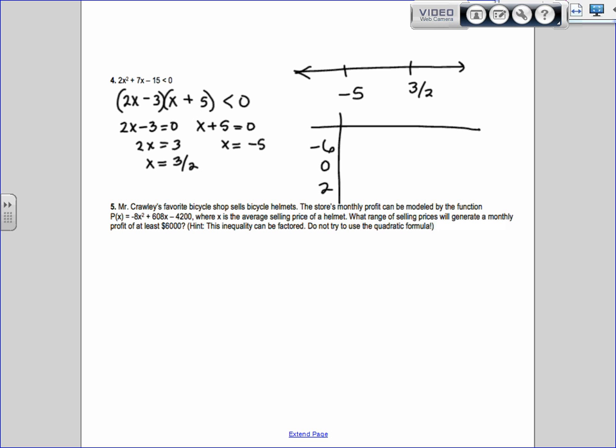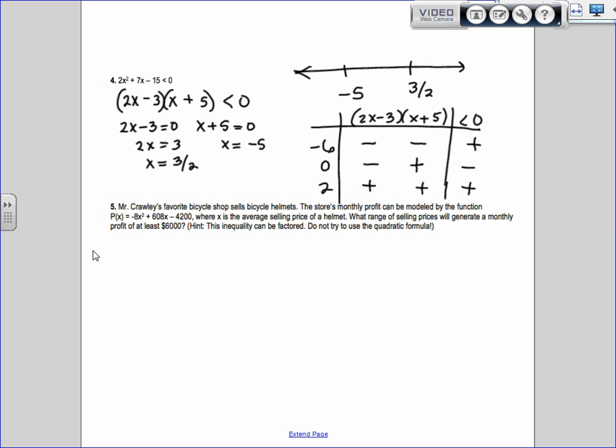All right, so then I have 2x minus 3 times x plus 5. I want for it to be less than 0. So if I plug in -6, I get a negative and a negative, so they multiply to be a positive. If I plug in 0, I get a negative and a positive. So they multiply to be a negative. If I plug in 2, I get a positive and a positive, and they make a positive.